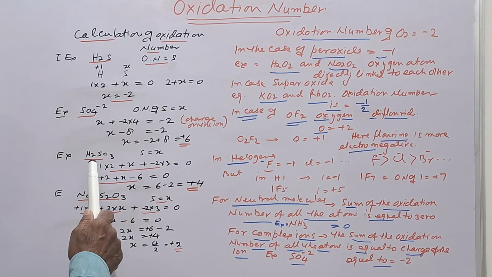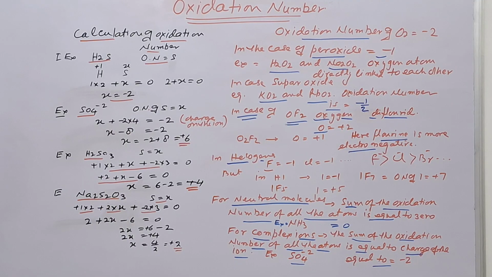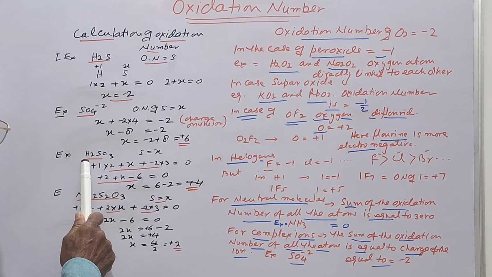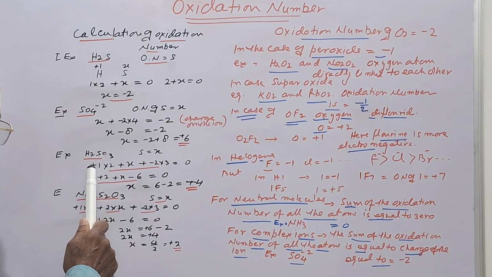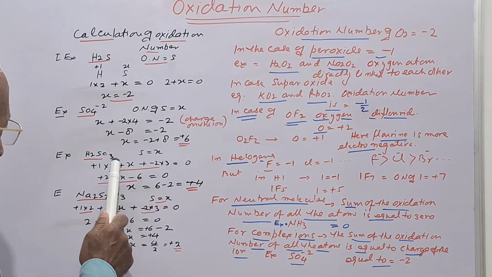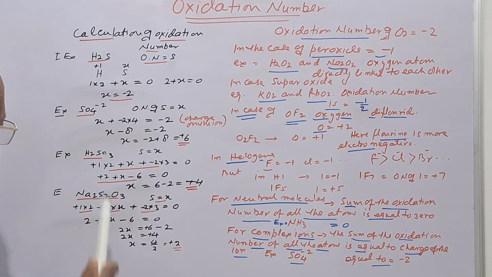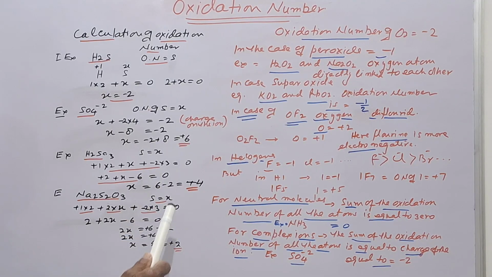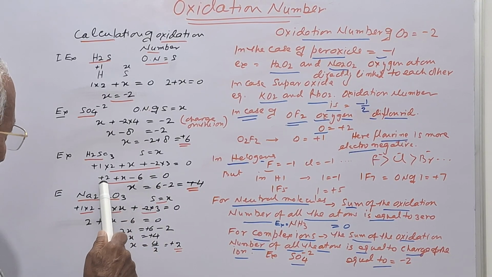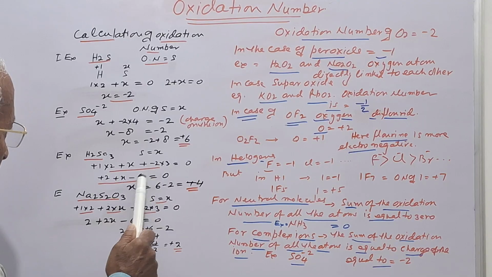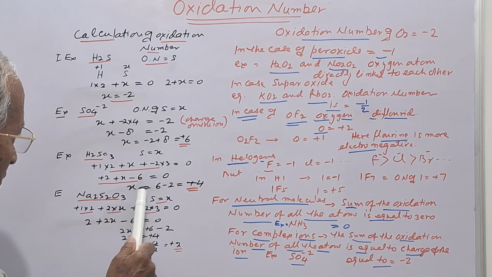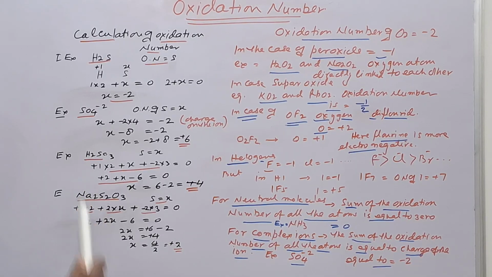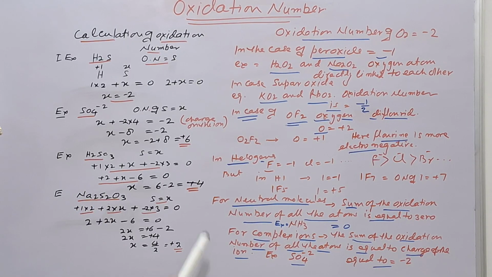Now we take the example of H2SO3, that is sulfurous acid. The oxidation number of hydrogen is 1 into 2 plus sulfur is X, and for O3, the oxidation number of oxygen is -2, then -2 into 3. Then 2 plus X -6 is equal to 0, then X is equal to 6 minus 2, that is +4. So in the case of H2SO3, the oxidation number is +4.